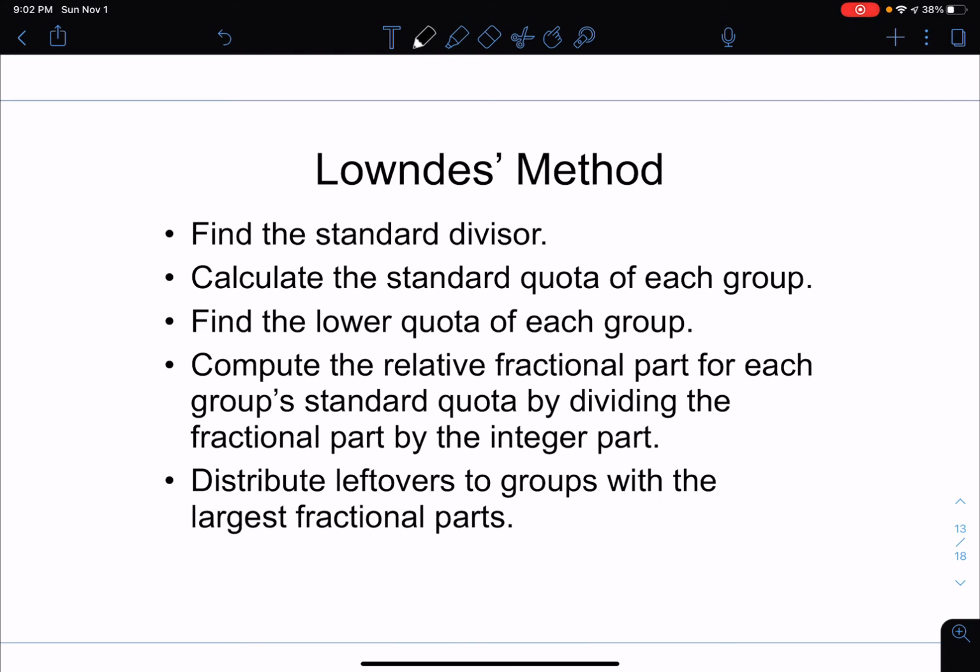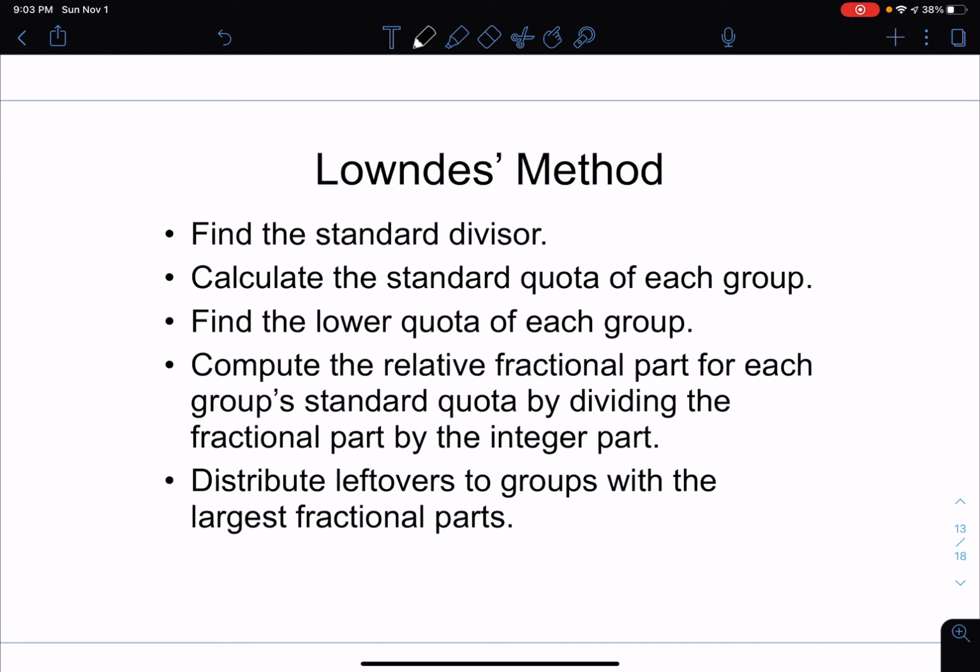It's very similar to Hamilton's method in that you find the standard divisor, calculate the standard quota, and find the lower quota. But before you divvy up the leftovers, you don't just look at the decimal. You look at the ratio of the decimal over that integer. That's called the relative fractional part. And sometimes it makes a difference in how the seats are apportioned.